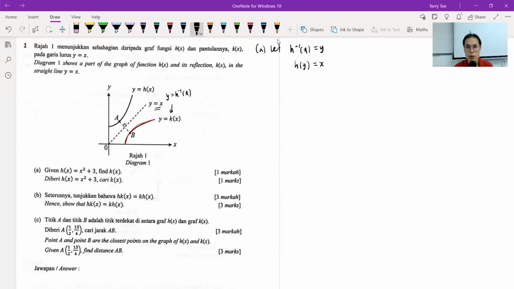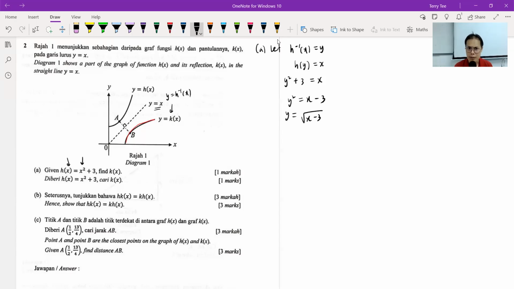Now we know that your function h(x) is x squared plus 3. h(y) is therefore y squared plus 3, and the result is x. Just bring the 3 over. Your y squared is x minus 3. Therefore, y is the square root of x minus 3.